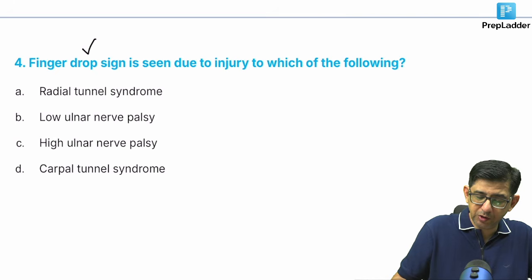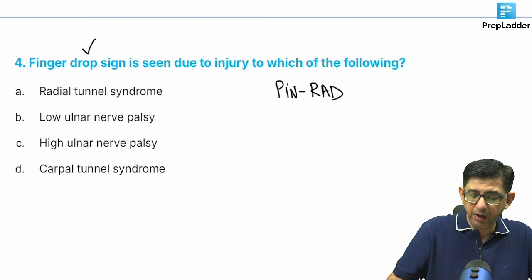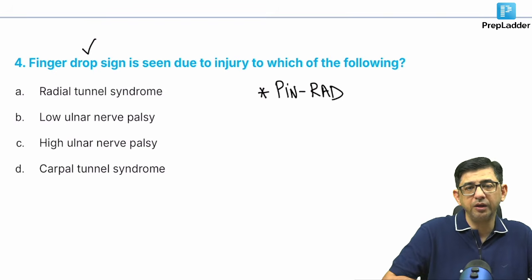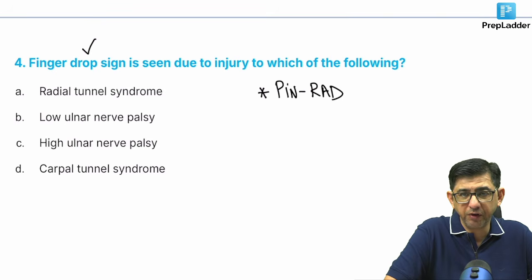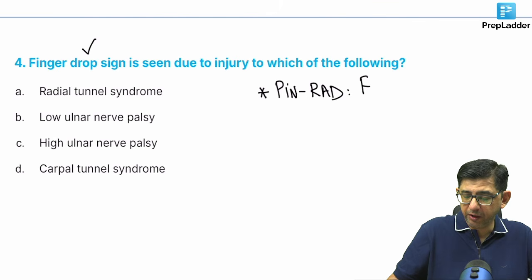So the answer for this patient is option number A. You can remember PIN-RAD. It is the posterior interosseous nerve that is getting involved. So PIN-RAD is the way to remember that the posterior interosseous nerve gets involved, the radial tunnel syndrome manifestations would occur. And in PIN-RAD, what you get is development of the finger drop sign. It is not a wrist drop, because it would be proximal injuries of the radial nerve that would result in development of a wrist drop. But this would be a finger drop that would be happening.